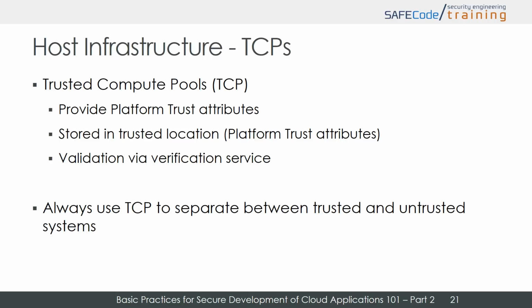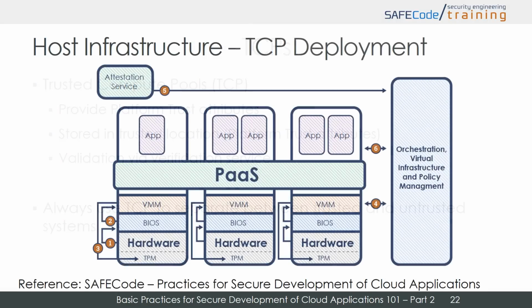The attributes can be used to determine the trust of a given system and therefore assign applications to the system which meet the attributes. TCP is used to separate between trusted systems and untrusted resources, which results in the separation of higher value, sensitive applications from commodity applications. Let's look at a visualization of how TCP works on the next slide to understand this concept better.